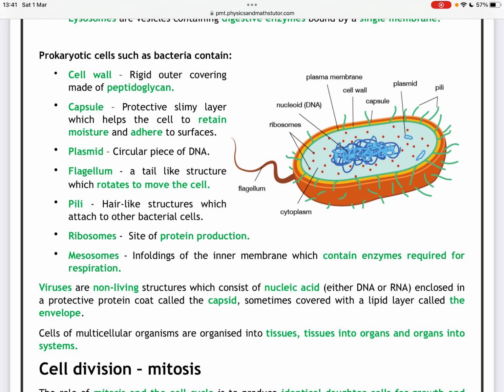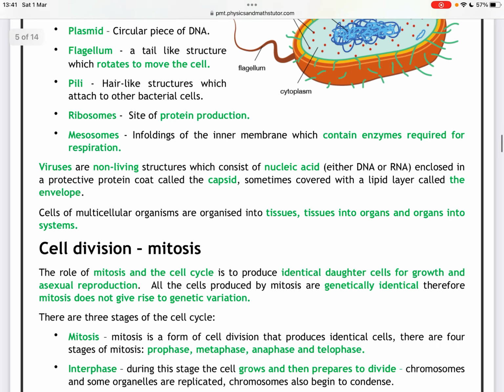Viruses are non-living structures which consist of nucleic acid, either DNA or RNA, enclosed in a protective protein coat called the capsid, sometimes covered with a lipid layer called the envelope. The cells of multicellular organisms are organized into tissues, tissues into organs, and organs into systems.